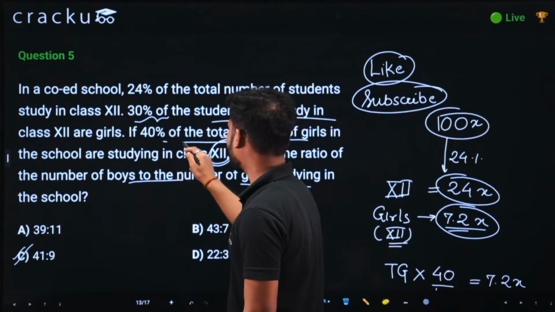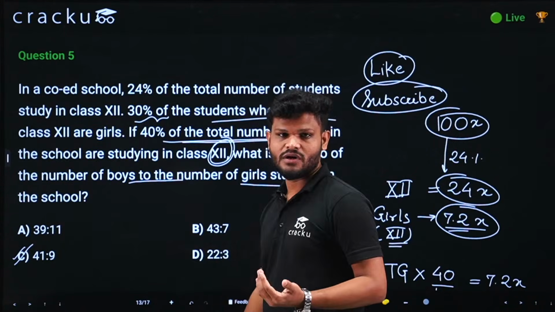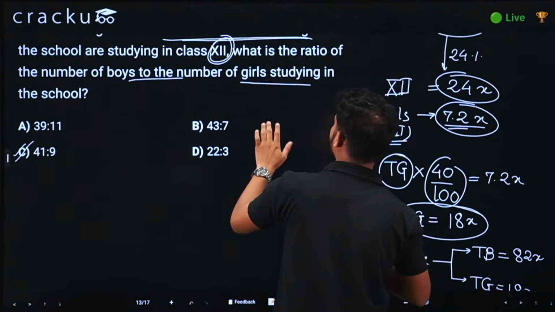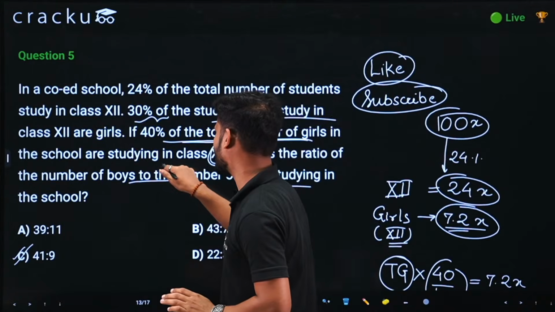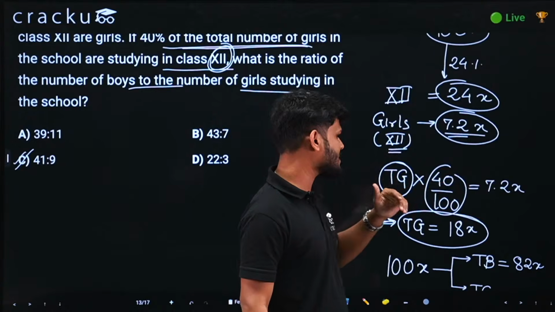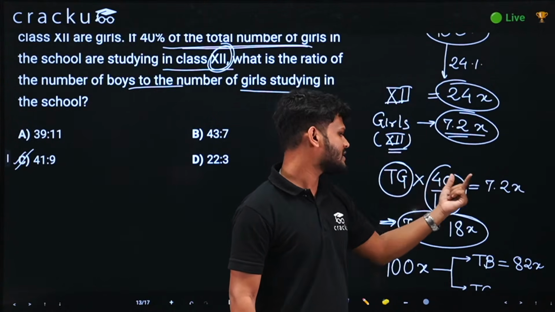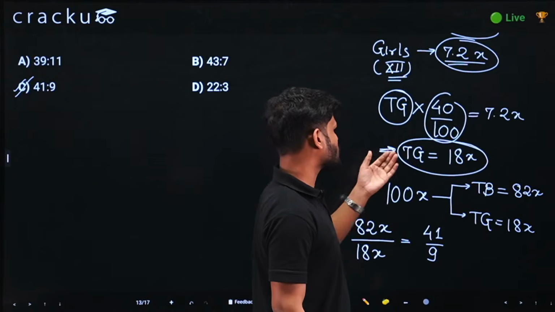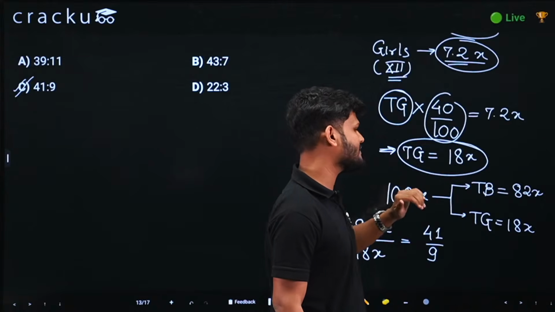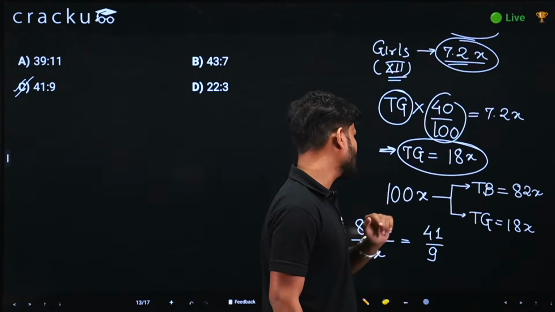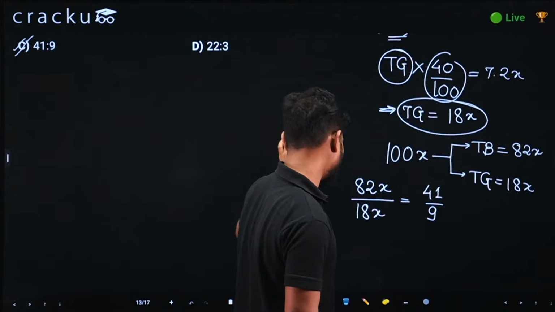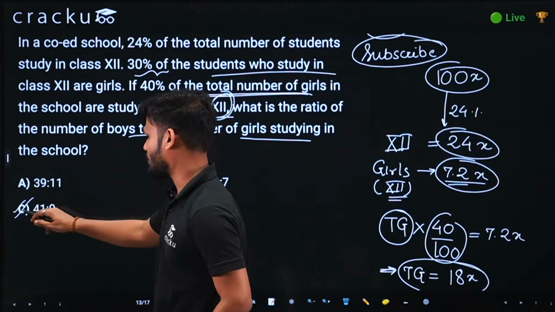Then 40% of total number of girls in the school study in class 12. And how many girls are there in class 12? 7.2x. So total girls into 40% will be 7.2x. So total girls will become 18x. If total girls are 18x, total boys will be 100x minus 18x, which is 82x. So it will become 82x by 18x, 41 by 9. So this is how you get the answer, option number C.